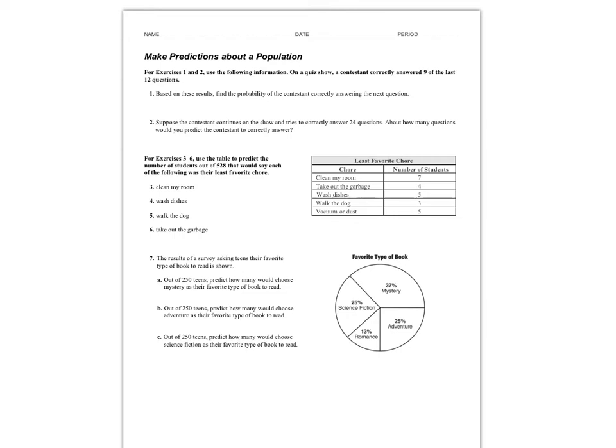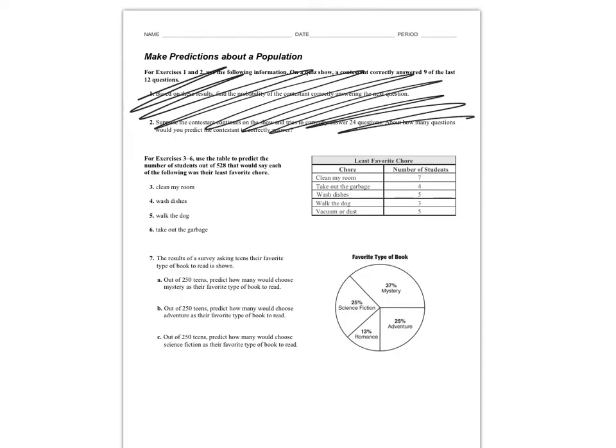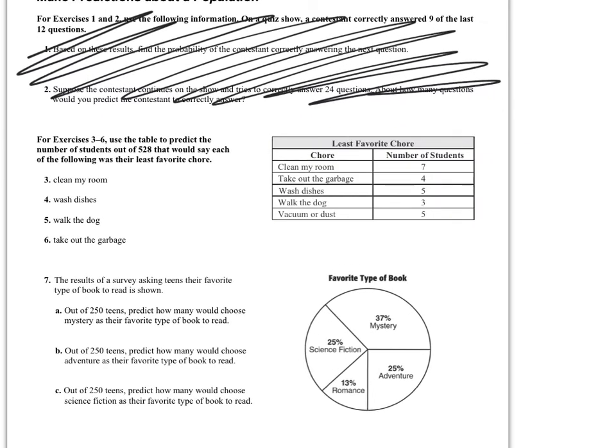So today we're going to talk about how to use what we've learned so far to make some predictions. And we're just going to skip right over number 1 and 2. So if you want, you can scratch those out. Let's skip down to this section over here on chores, numbers 3 through 6.